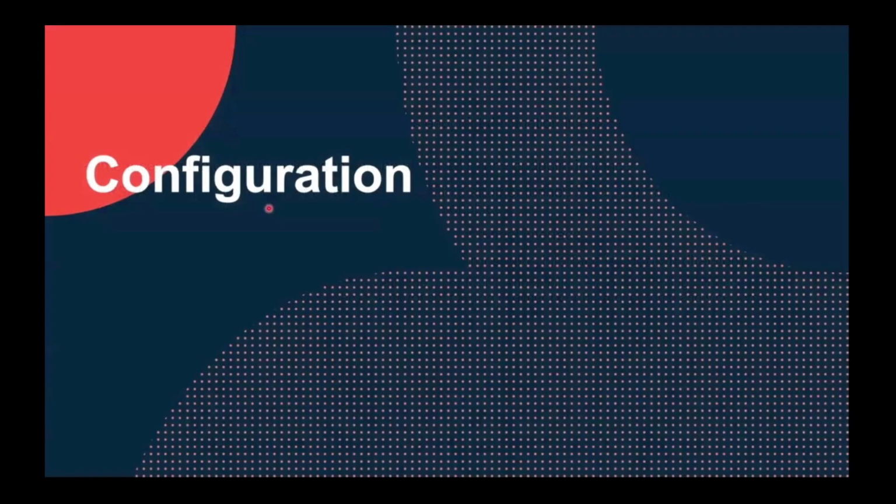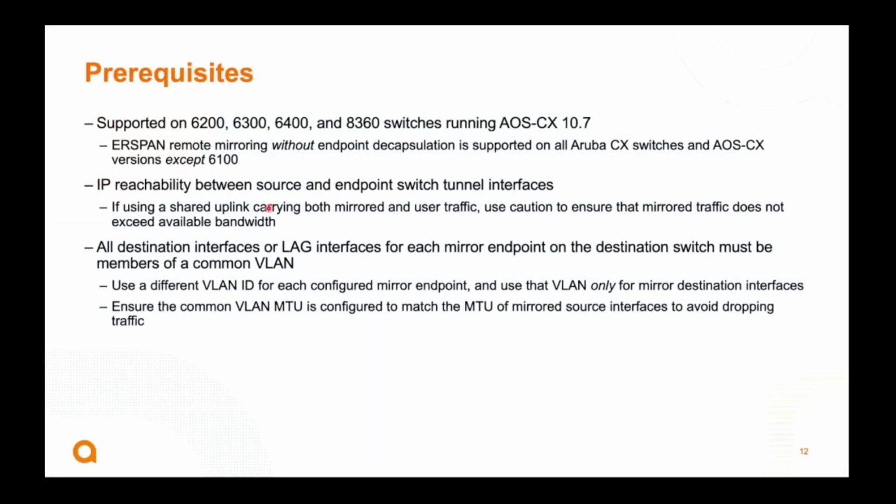So configuration for remote mirror endpoint. Prerequisites. So once again, this is only supported on the Rosewood ASIC switches, 62, 63, 64, and 8360, running AOS-CX 10.7. Remote mirroring without the endpoint decapsulation is supported on every CX switch and software version released except for the 6100. So 6100 does not support remote mirroring at all. All other switch models support it from their initial software releases. The new feature introduced here is specifically to decapsulate the remote mirror packets on the switch itself.